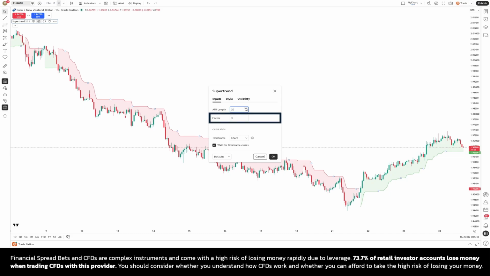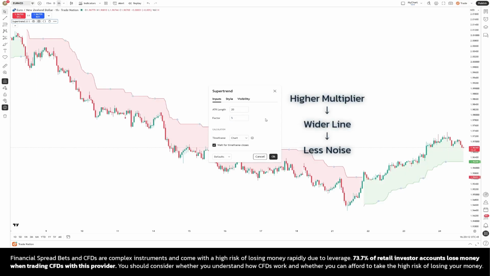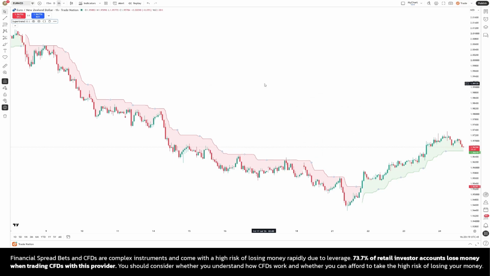The multiplier controls how far the Supertrend line sits from price. A lower multiplier brings the line closer, making it more sensitive to price movement. A higher multiplier places the line further away, which can reduce noise but may also delay the signal. The right setting depends on the market, time frame, and whether the focus is short-term movement or broader trend direction.